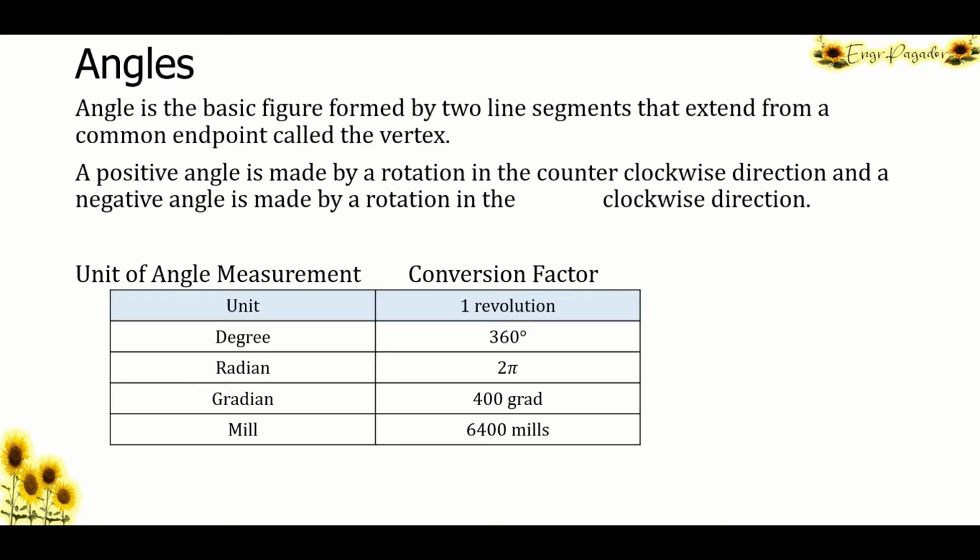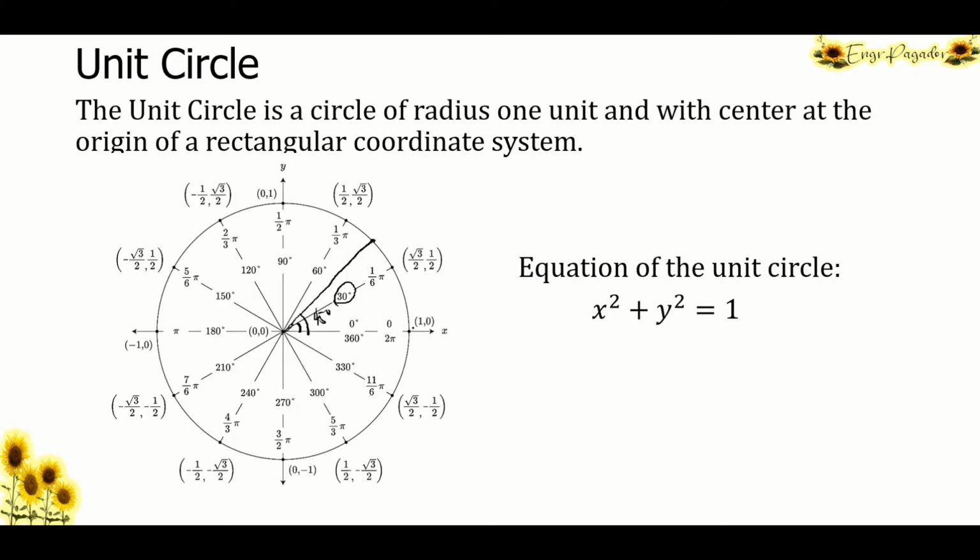Okay, so an angle is the basic figure formed by two line segments that extend from a common endpoint called the vertex. So our angle looks like this one. This is what we call the vertex. Then here you measure the angle, which is usually denoted by theta. A positive angle is made by a rotation in the counterclockwise direction and a negative angle is made by a rotation in the clockwise direction. As I have stated earlier in our unit circle, the measurement of the angle would be in the counterclockwise direction for it to be positive. It can also be clockwise, but the measurement would be negative.